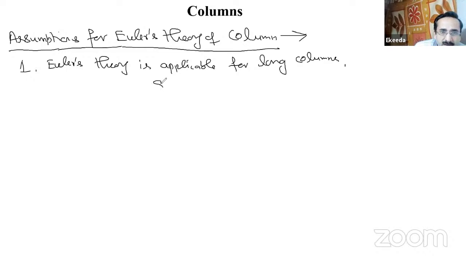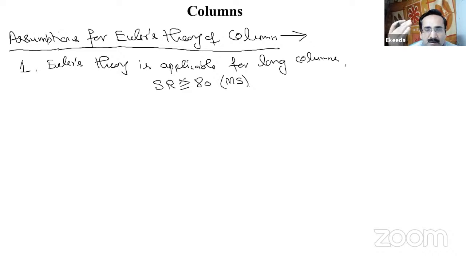And the slenderness ratio is greater than or nearly equal to 80. If we talk about different materials at different ranges of slenderness ratio, for mild steel the slenderness ratio should be greater than or equal to 80. Because when the slenderness ratio is greater than 80, although it is a medium column, we can still neglect the direct stress failure and assume that the failure takes place due to bending stresses or buckling stresses only. So that's why we are taking it as nearly equal to 80.